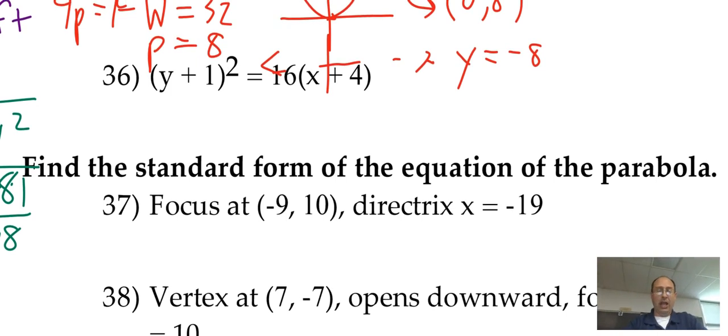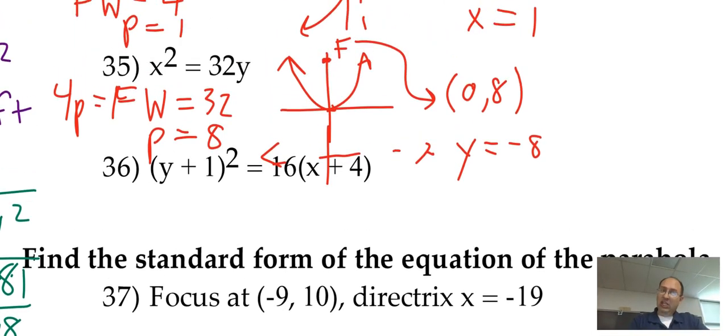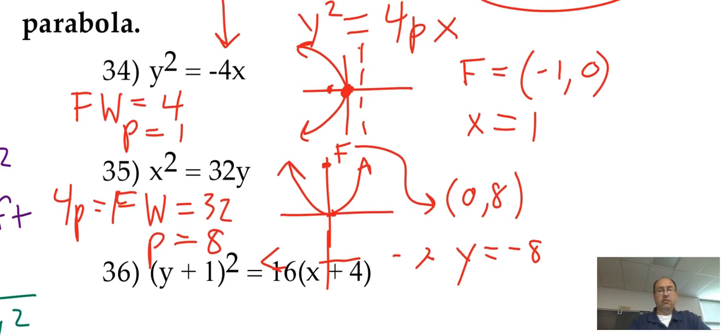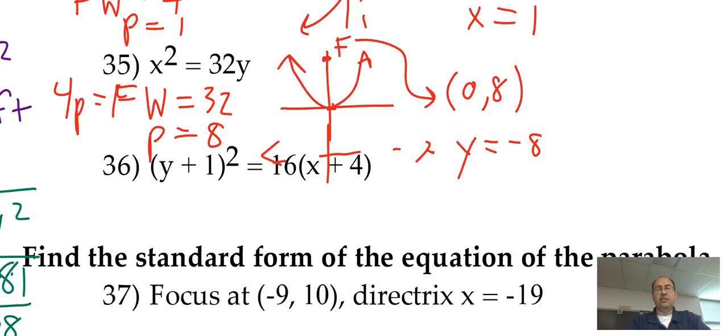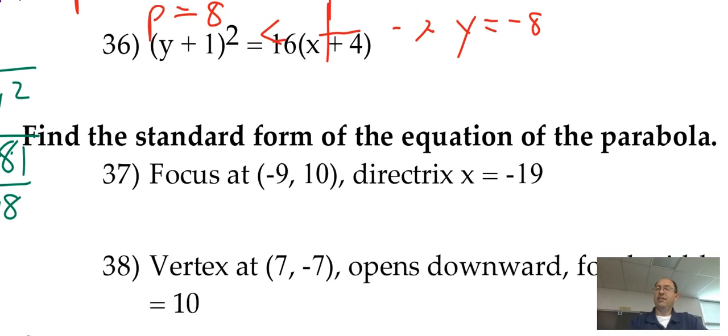You see the horizontal line that runs through 0, 8? Technically, it's on the directrix, but it is not the directrix. Yes. Okay. We're almost to 59.